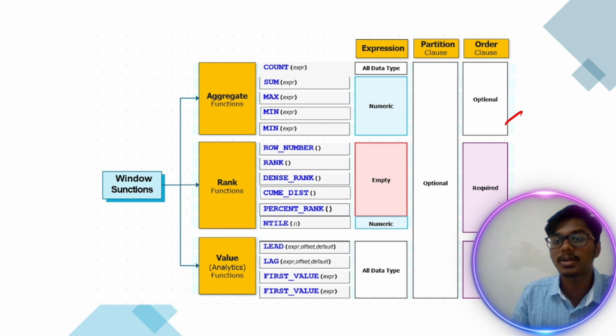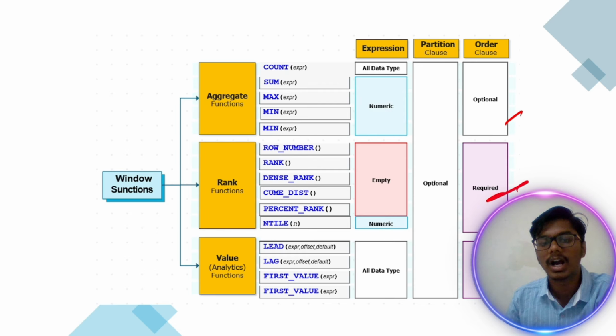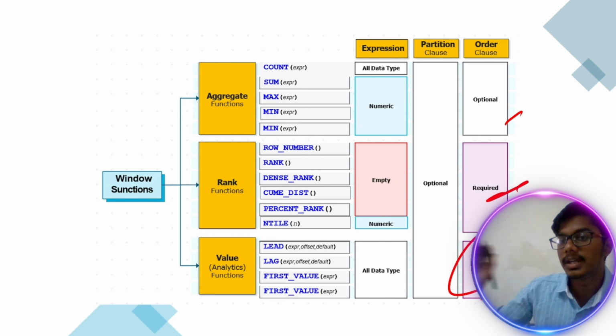For the rank function, the order by class is compulsory, whether the ranking starts from the first rank or from the last rank. For the value analytical function, it is also compulsory. Lead means we are looking ahead, lag means we are looking before. That's all about the rank. The order by class is required.